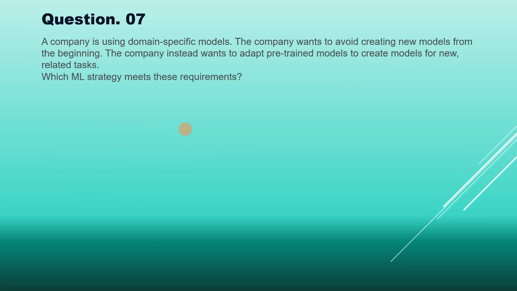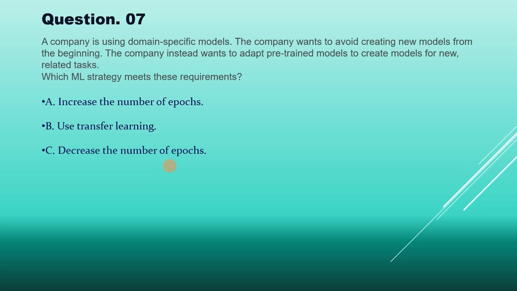And now question number 7. A company is using domain specific models. The company wants to avoid creating new models from the beginning. The company instead wants to adapt a pre-trained model to create models for new related tasks. Which ML strategy meets these requirements? And here are the options: increase the number of epochs, use transfer learning, decrease the number of epochs, use unsupervised learning. So which one will be correct? You can try to understand.